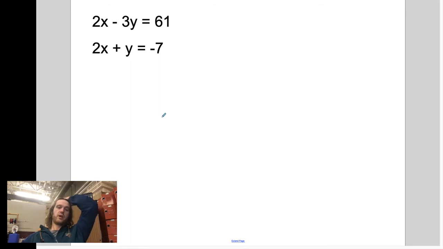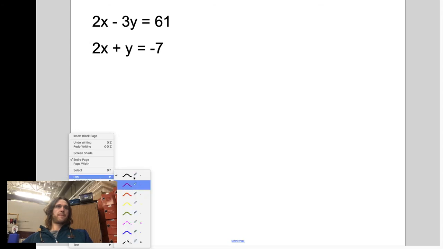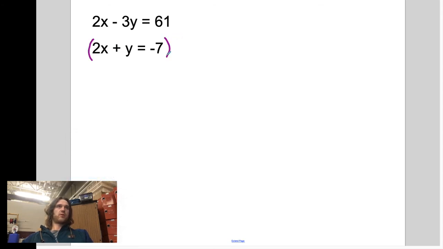Okay, so here's the first one. When I'm looking at this, the first step is make sure our terms are lined up. Okay, x lined up with x, y lined up with y, equal sign lines up, constants line up. So that means I have to choose an operation that I'm going to use. I want to get one of them to go away. These two are already the same absolute value. The coefficients are both 2. So you have to think, is 2 plus 2 going to get it to go away, or 2 minus 2? So we're going to subtract.